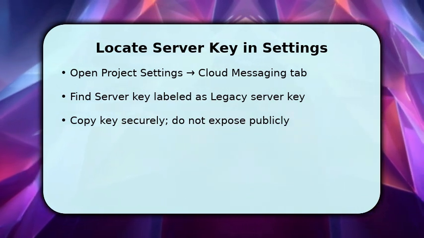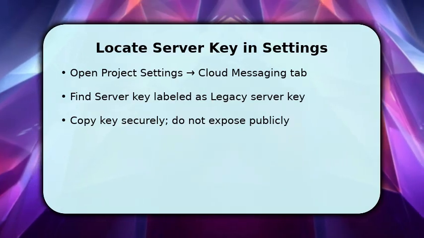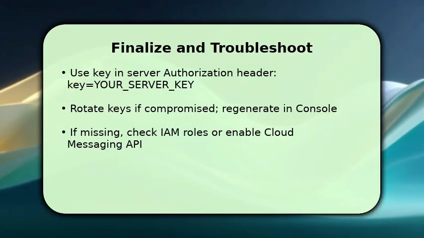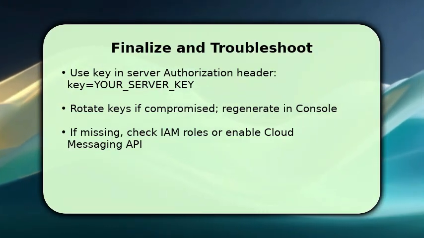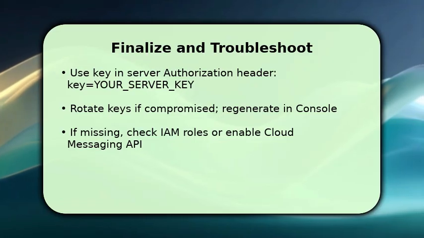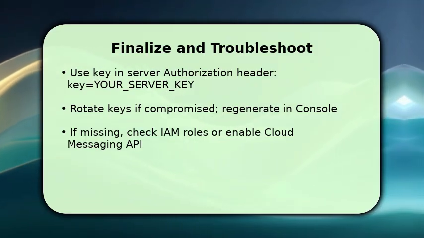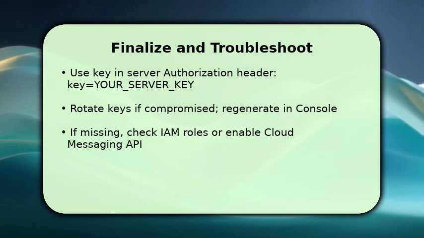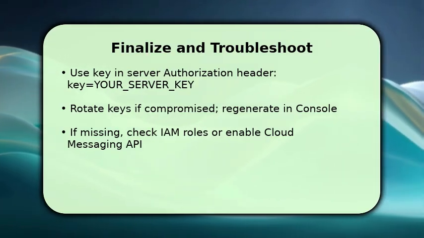Finish by adding the server key to your server authorization header, as key=YOUR_SERVER_KEY, when sending legacy FCM requests. Once integrated, test with a single device token to confirm delivery. If the key is compromised, rotate it immediately by regenerating in Project Settings and update your servers.